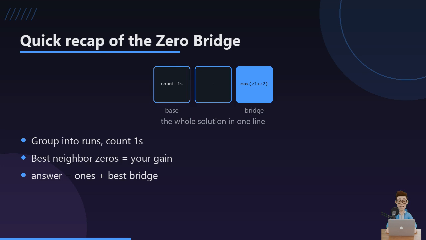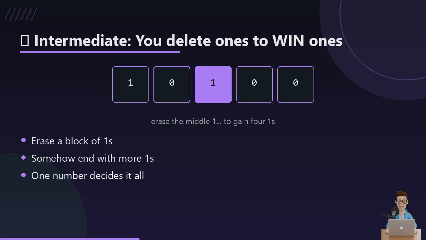Yellow circle, intermediate level. You delete blocks of ones and end up with more ones. How? By the end of this, you'll spot the winning move in seconds, I promise. Stick with me, because one single number does all the heavy lifting here.